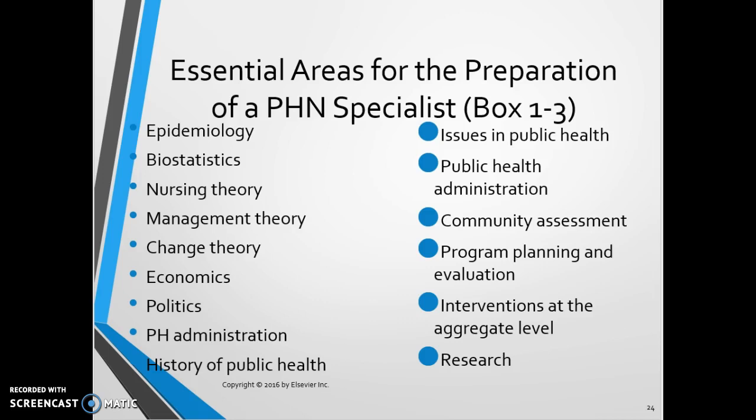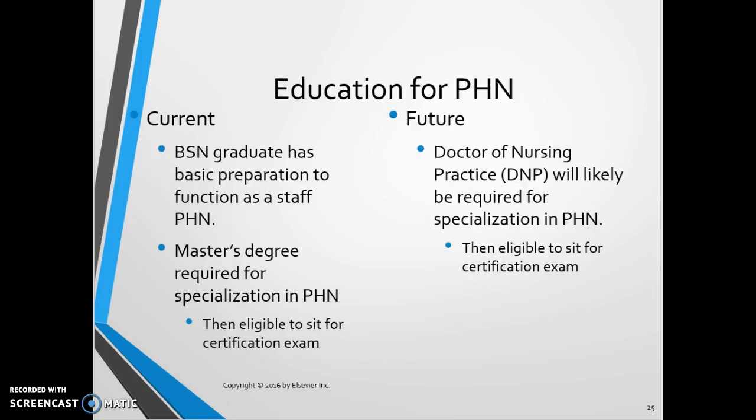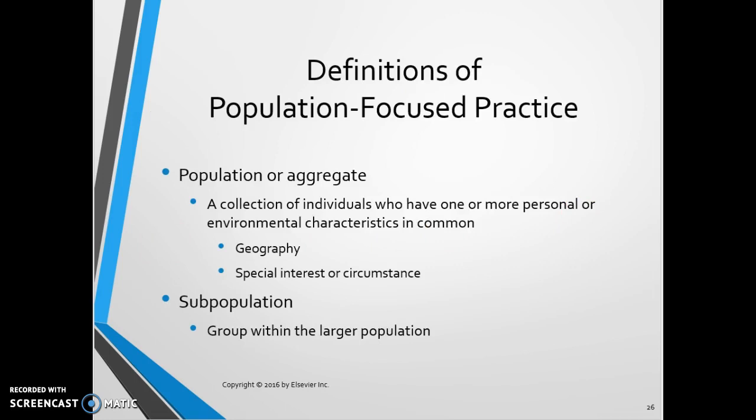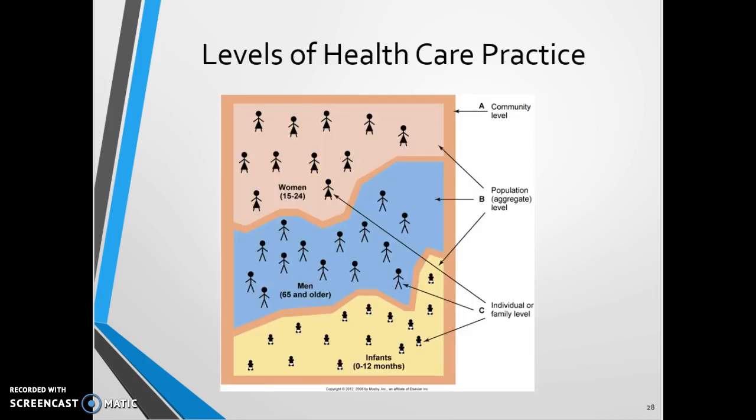Things that we really want to be honing in on are epidemiology, change theory. You want to be looking at public health administration, community assessment, program planning and evaluation, interventions at the aggregate level, and research. Research is key. We can't do anything without sound, solid research. And then education for public health, our current public health nurses need to have a bachelor's degree. And then we're going to do a public health population focus, which they're going to be focused in these special interests. And levels of public health practice. It's got different populations and different aggregates.